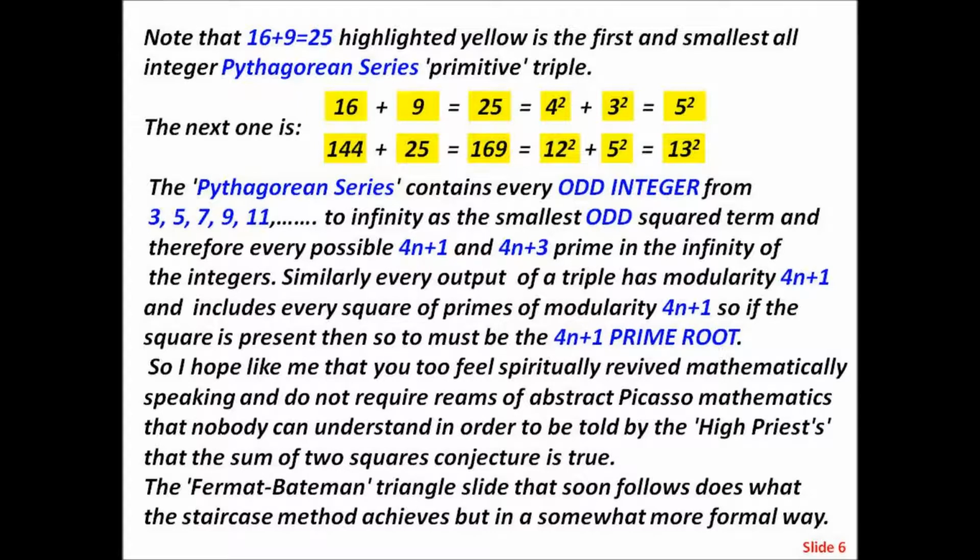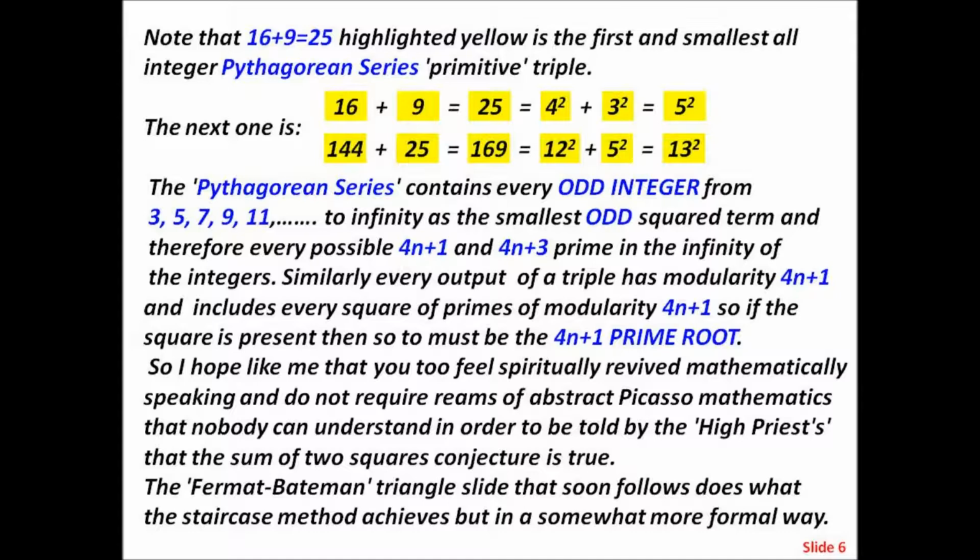Note that 16 plus 9 equals 25 is the first and smallest all-integer primitive Pythagorean triple. 16 plus 9 equals 25 equals 4 squared plus 3 squared equals 5 squared. The next one is 144 plus 25 equals 169 equals 12 squared plus 5 squared equals 13 squared.